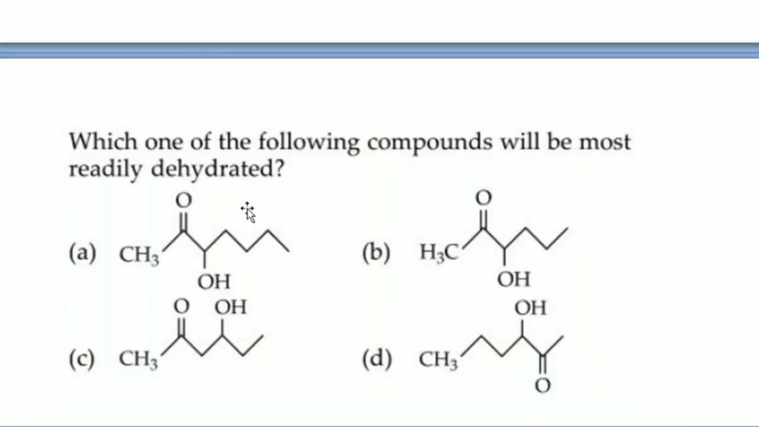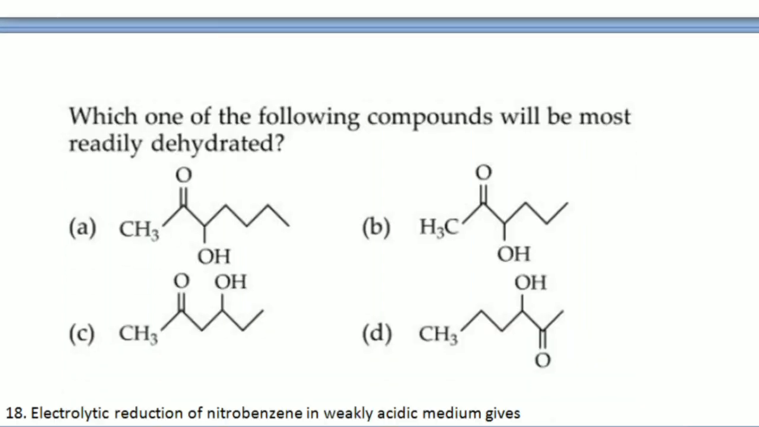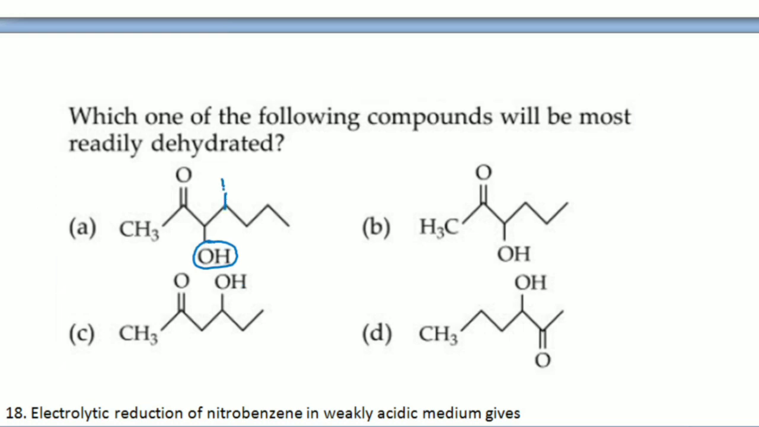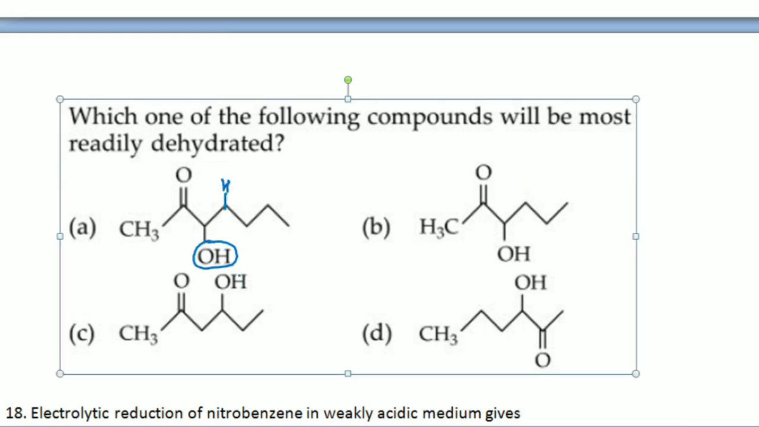Then 17th question, this one. So very important type of concept. Which one of the following compounds will be most readily dehydrated? Most readily dehydrated means, remember, OH is removed here. In any of these compounds, OH is removed here and H is removed from here, or here there may be H, or here may be H. So then dehydration takes place to form a double bond.